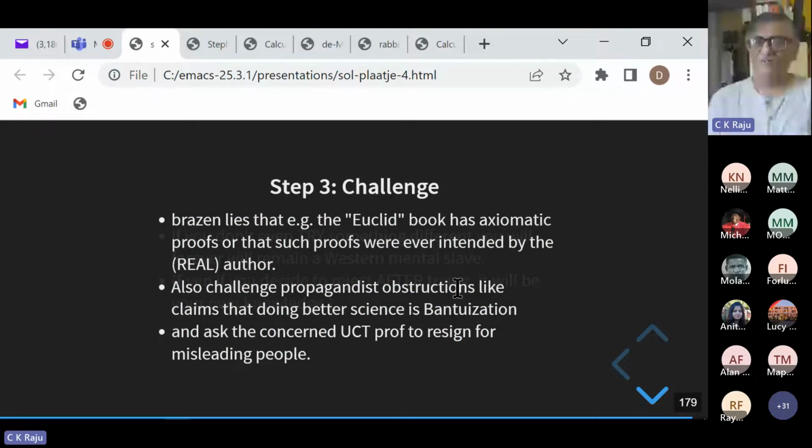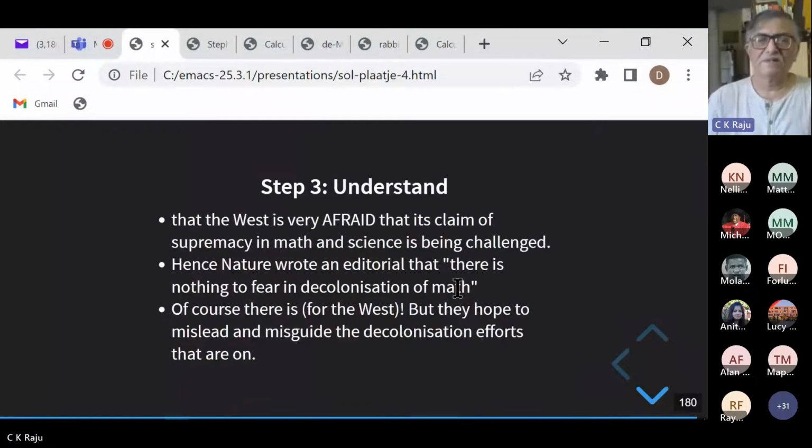So the third thing is you have to challenge brazen lies, like that the Euclid book has axiomatic proofs, or that such proofs are invented, and also challenge propagandist obstructions, which are used to mislead people. And you should understand that the West is afraid. Nature wrote an editorial that there is nothing to fear in decolonization of math, because there is something to fear.